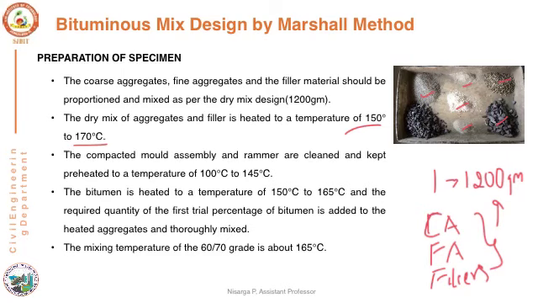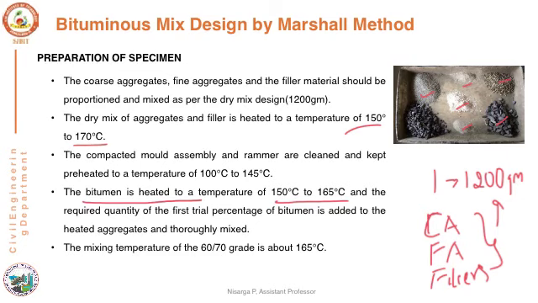All the aggregates we have taken must be heated to a temperature of 150 to 170 degrees. In a separate container, you have to heat the bitumen to a temperature of 150 to 165 degrees, and the amount of bitumen to be added will depend upon the requirement.